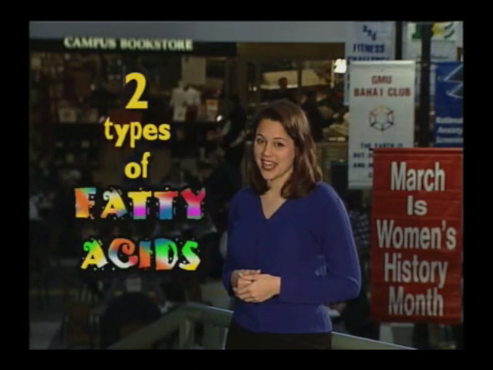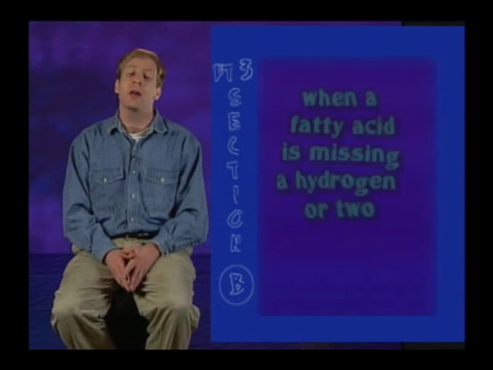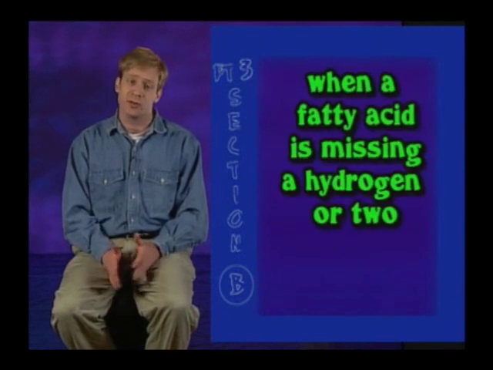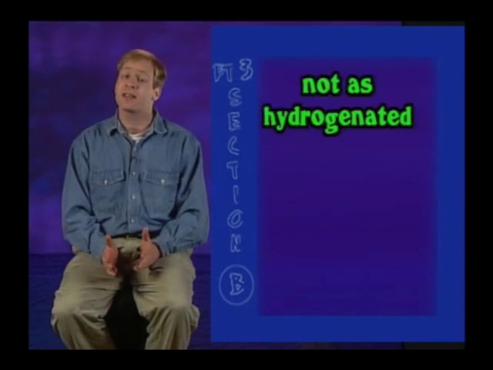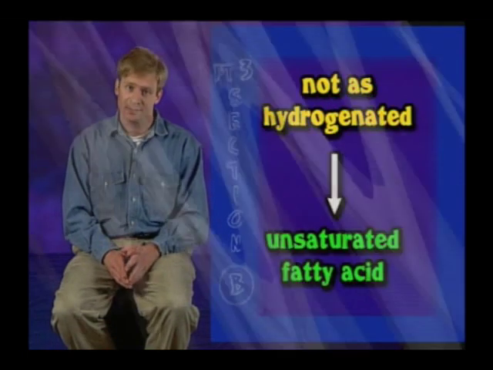There are 2 types of fatty acids: saturated and unsaturated. When something is saturated, it's got as much of something as it can stand, right? When a fatty acid is saturated, it's got as many hydrogens as there are places for hydrogens to go. The fatty acid is saturated with hydrogens. It's completely hydrogenated. Now, when a fatty acid is missing a hydrogen or 2, it's not as hydrogenated as it could be, and we say it's an unsaturated fatty acid.